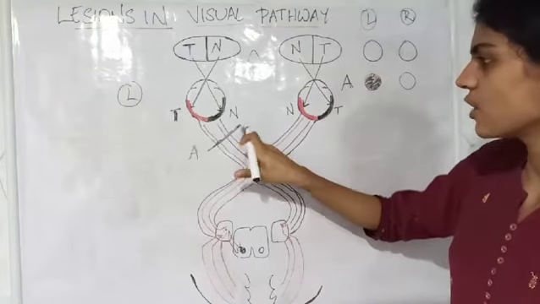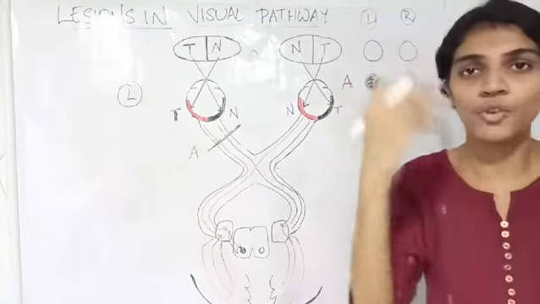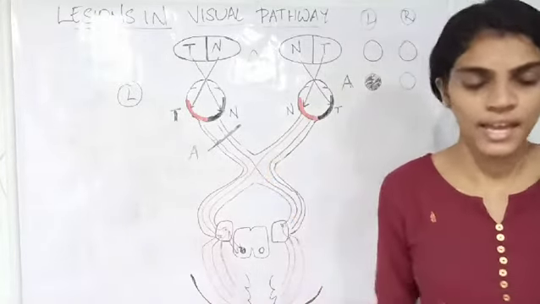Okay, in this scenario, if there is a lesion in the optic nerve of the left eye, the total left eye would be blind and the right eye would be intact.